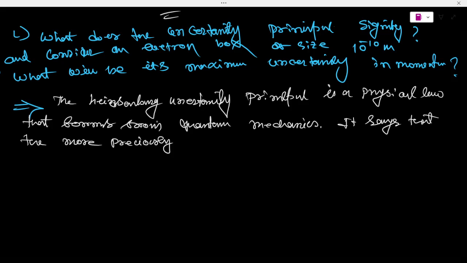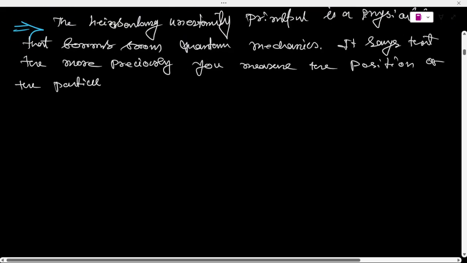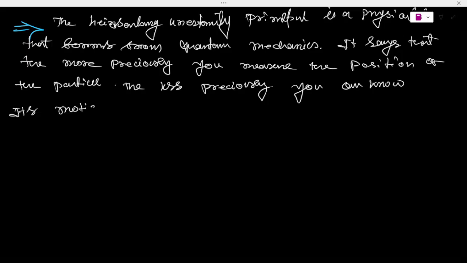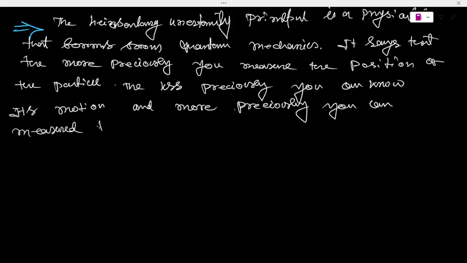It says that the more precisely you measure the position of the particle, the less precisely you can know its motion, and the more precisely you measure the motion of the particle, okay, the particle's motion.